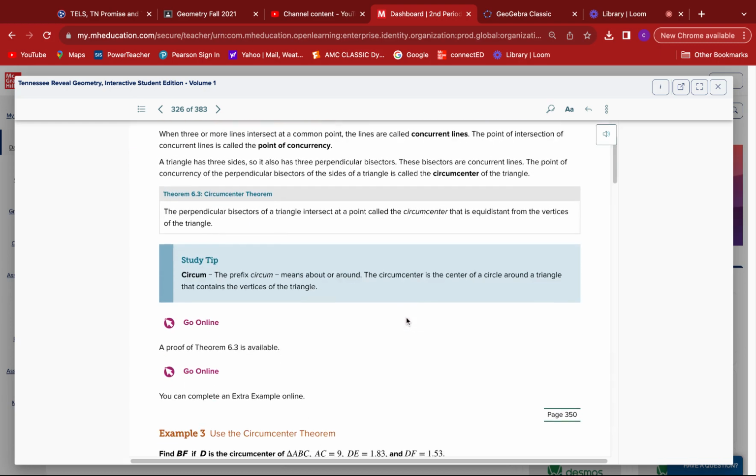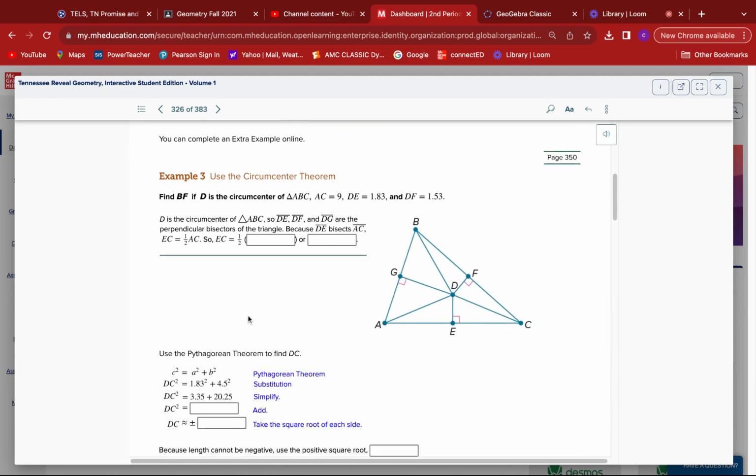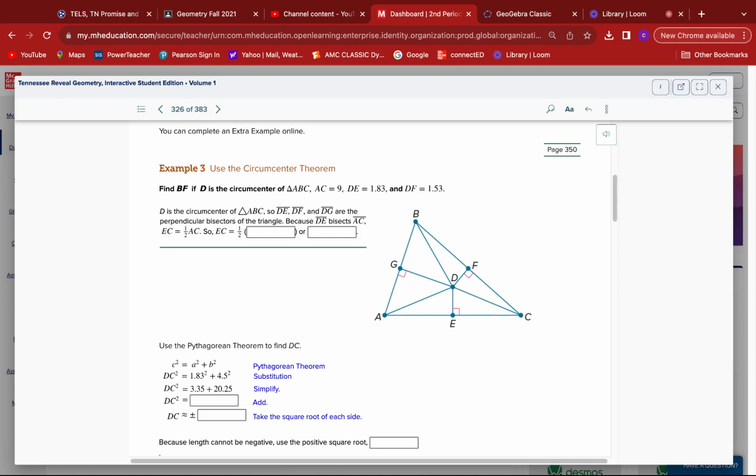Okay, so let's get into example number 3. All right, so looks like we got several things going on. We got to find BF. For you visual people, there's B, there's F. I'm looking for that distance. It says D is the circumcenter of triangle ABC. AC is 9. Remember, it's been bisected, so from A to C is 9. You would divide 9 by 2 to find AE and CE. Then it says DE, which is the perpendicular bisector, is 1.83. DF, another perpendicular bisector, is 1.53.